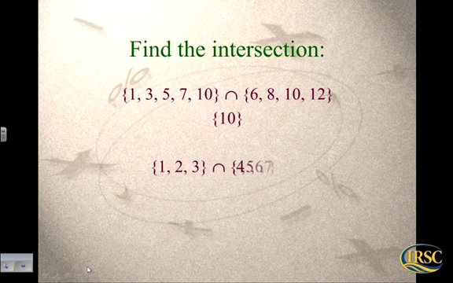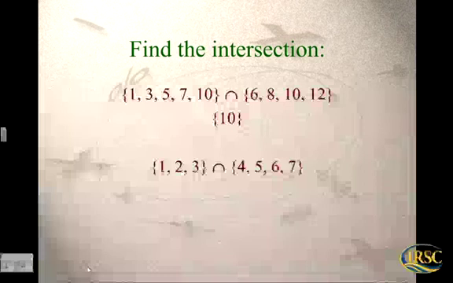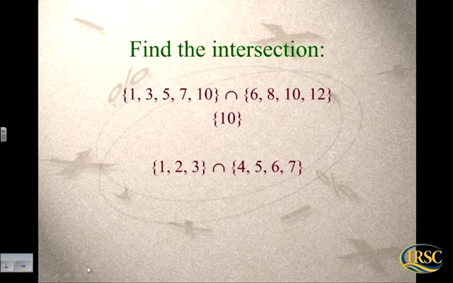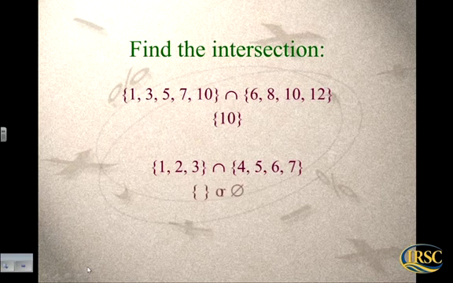All right, so here's the next one. You're finding the intersection of these two sets. There is nothing in common, right? So what set would represent no elements? The empty set. Okay, so since there is nothing in common, you would choose the empty set.